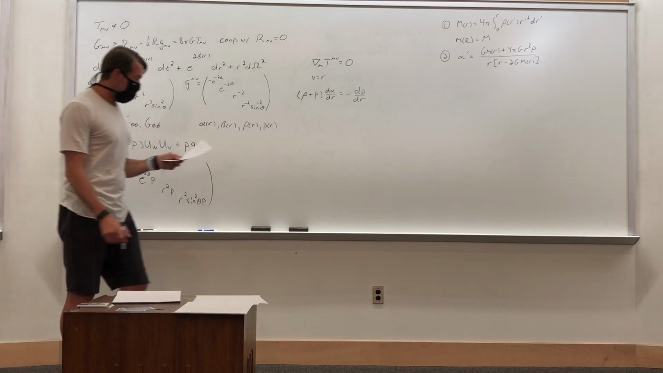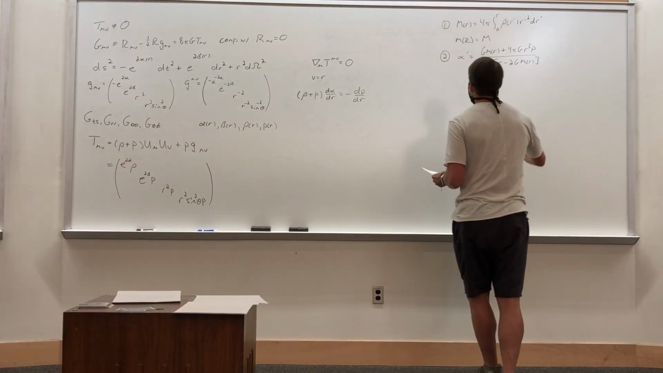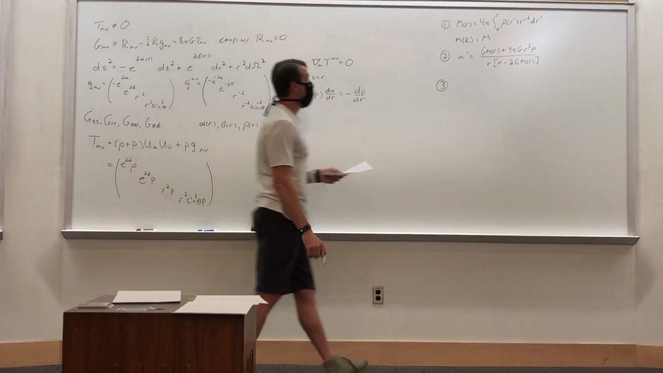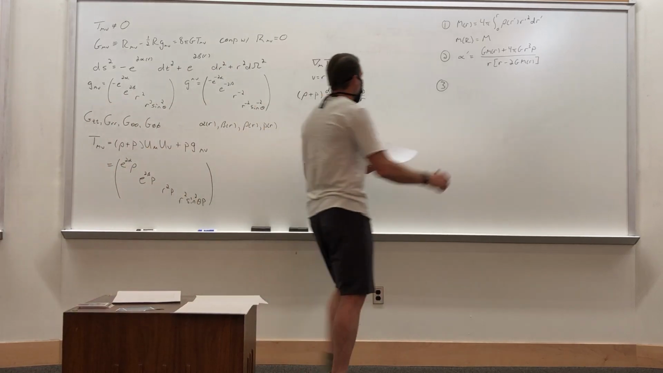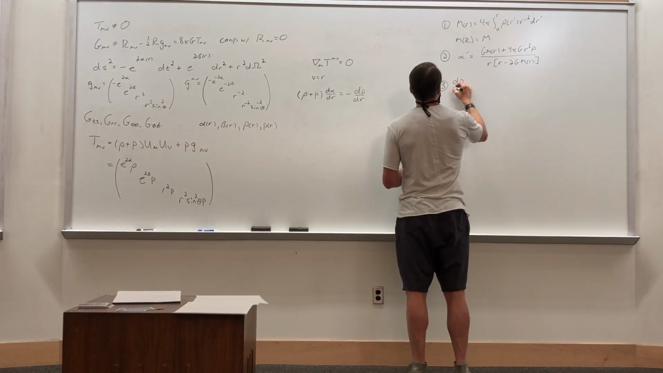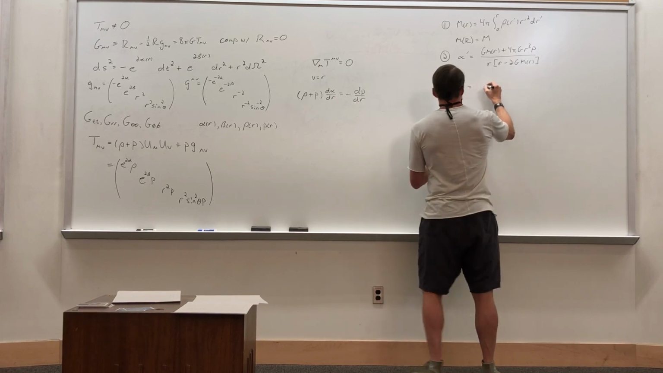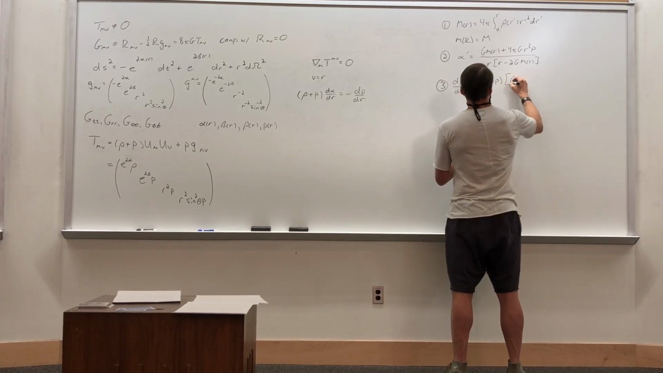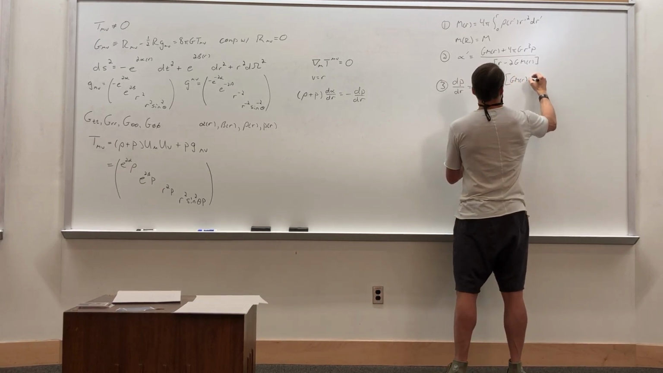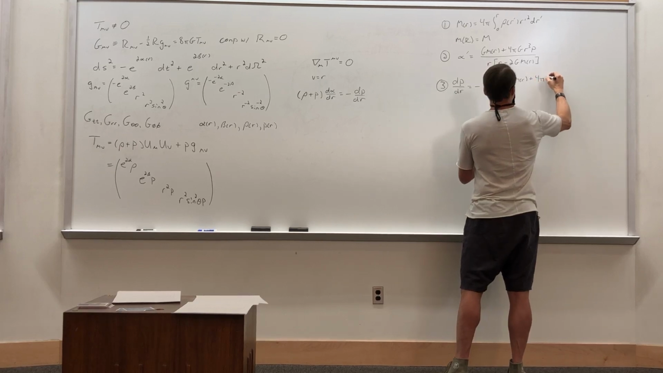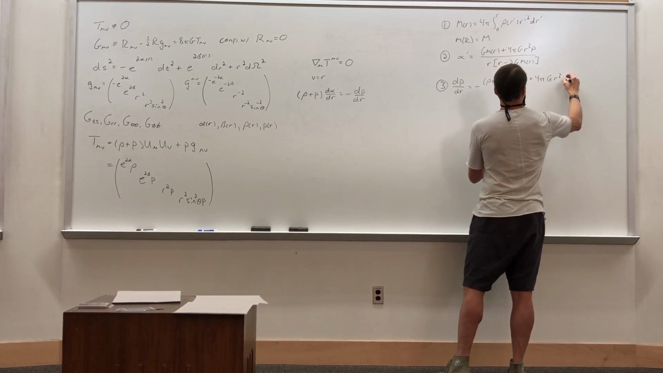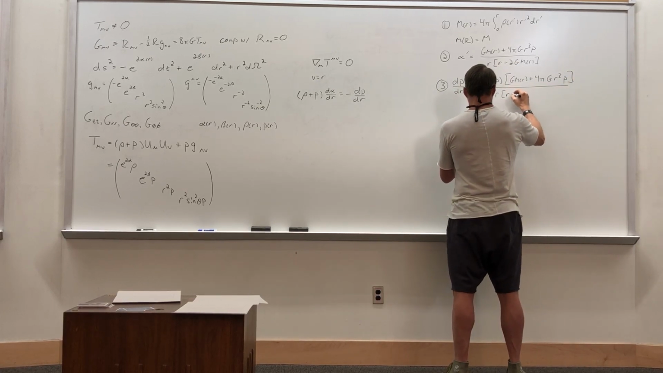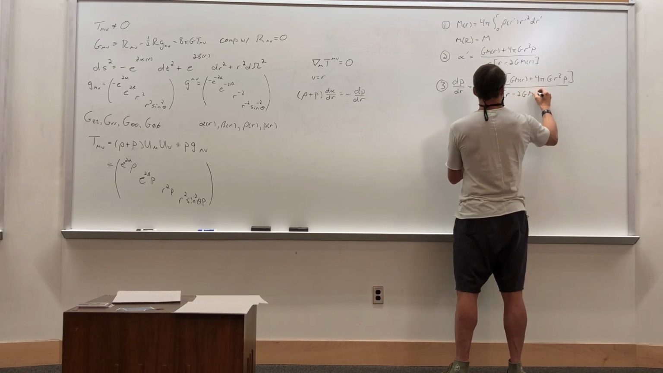Now we can take this and combine it with this equation, and we get the following result. We can find that dp/dr is equal to minus (rho plus p) times (G m(r) plus 4 pi G r cubed times pressure p), all over r times (r minus 2G m(r)).